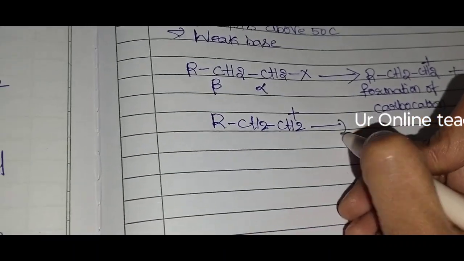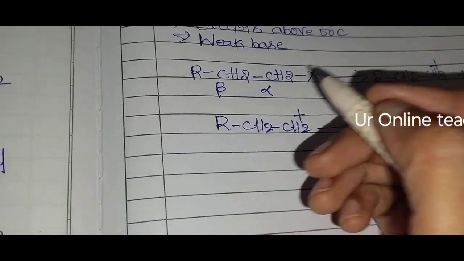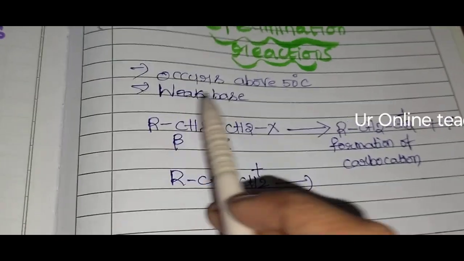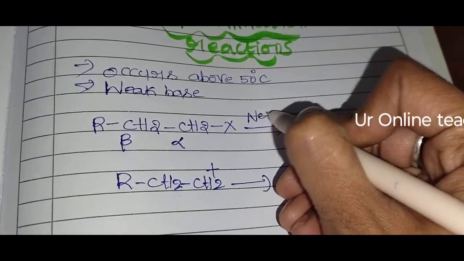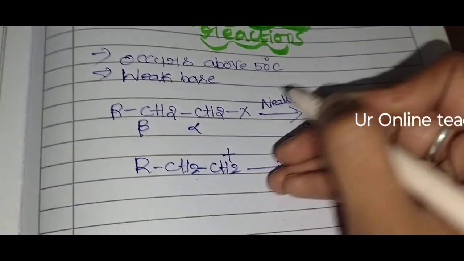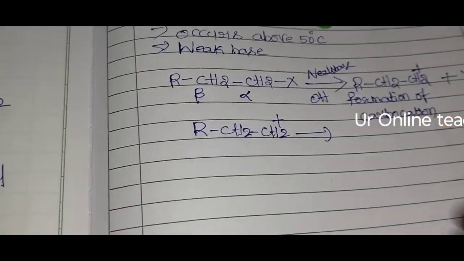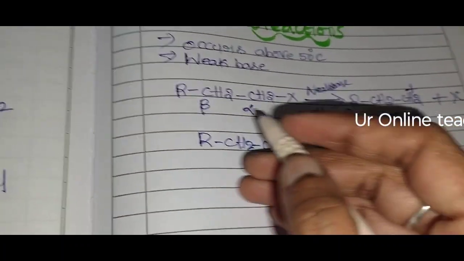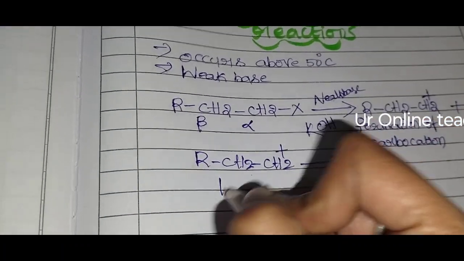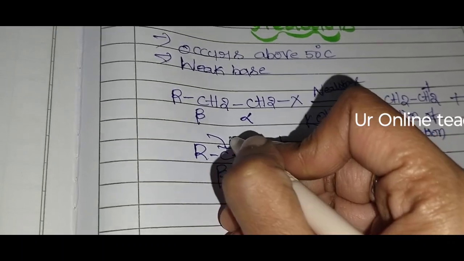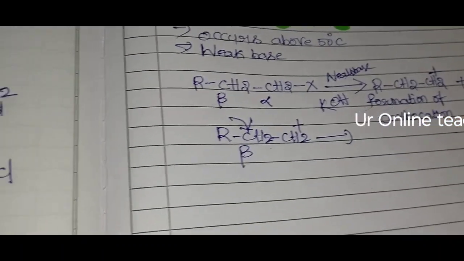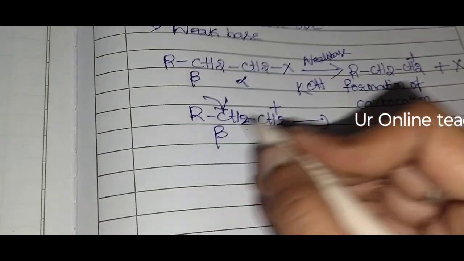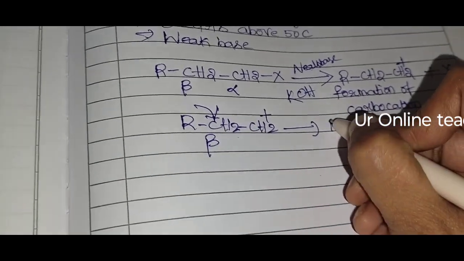Here what happens? OH. Where is OH from? Because we are working with a weak base, and in that base OH is there. It may be KOH or NaOH, like that. This OH will attack the beta carbon and remove this H. So the beta carbon's H will be removed.